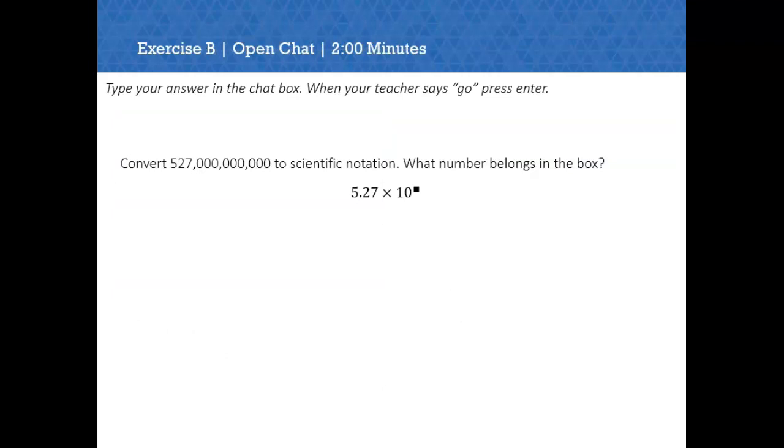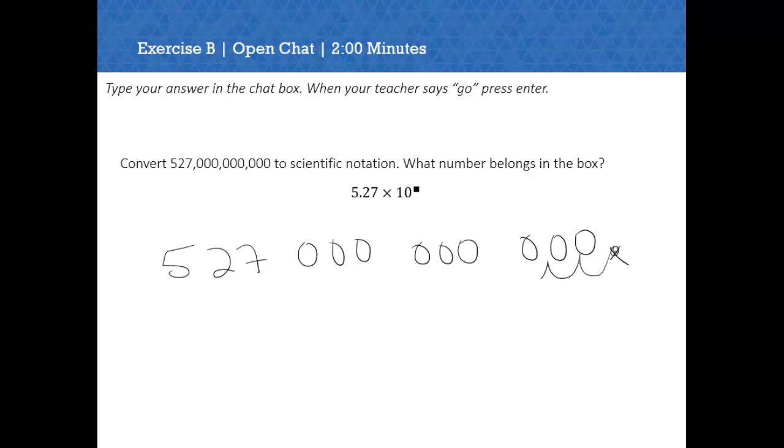This says convert 527 billion to scientific notation. So we want to count. I'm writing it really big here so we can move the decimal. The decimal starts over here at the very end. So we move it 1, 2, 3, 4, 5, 6, 7, 8, 9, 10, 11.